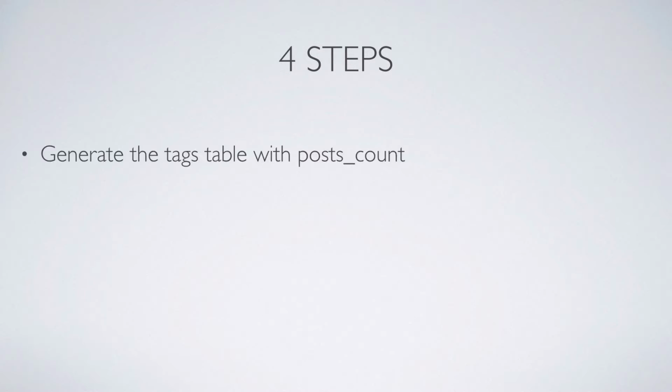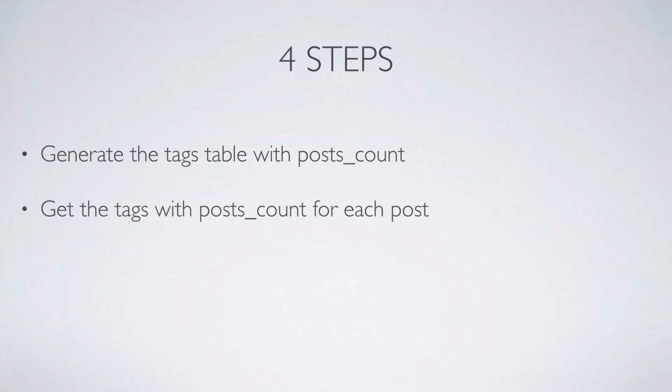So I've broken it down to 4 steps. The first thing we need to do is we need to generate the tags table with post count. Now, if you remember back in episode 2 of this series, of this N+1 series, we did something similar. We generated the categories with post count. So we can actually use the same idea here. The query will look pretty much the same, right?